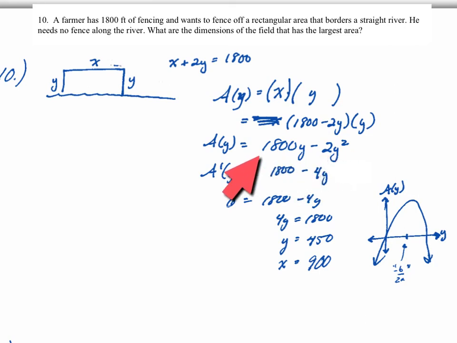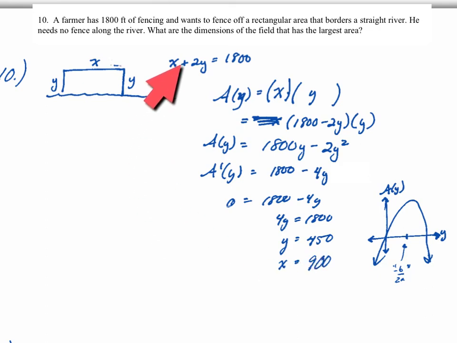Okay. Taking the derivative, 1800 minus 4y, setting it equal to 0. It's a polynomial, so it's always defined. 4y equals 1800, y is going to be 450. Now I know that y is my independent variable and my area is my output. So this original shape, before the derivative, A of y had a negative 2y squared. That negative a value gives me a concave down parabola. That negative b over 2a was going to give me that critical number, the vertex. So I know that's going to be a maximum at y equals 450.